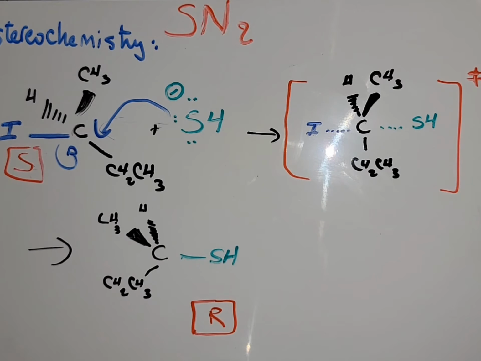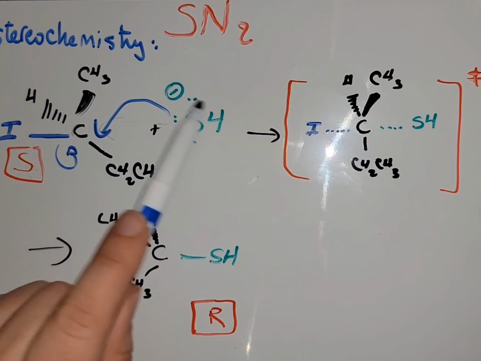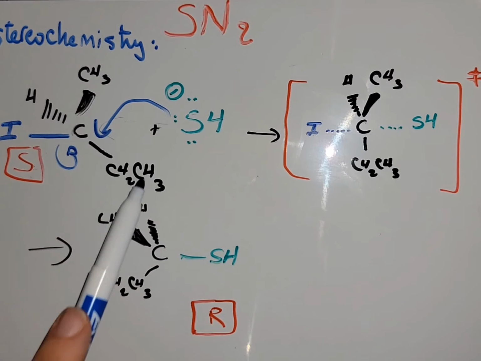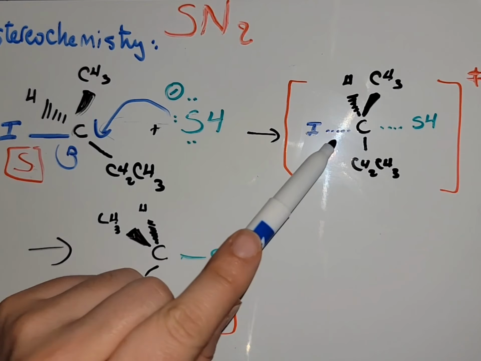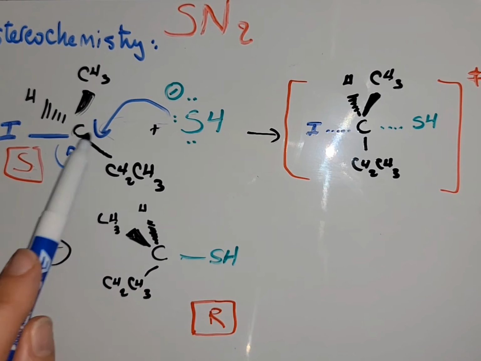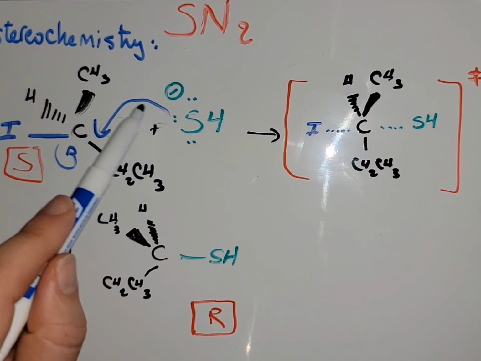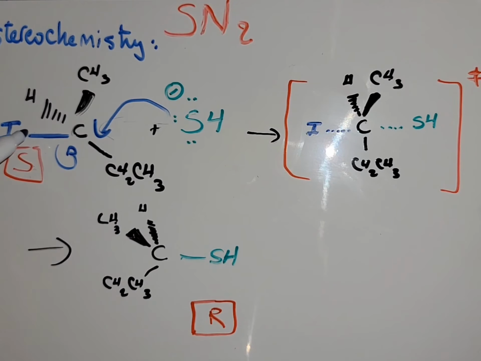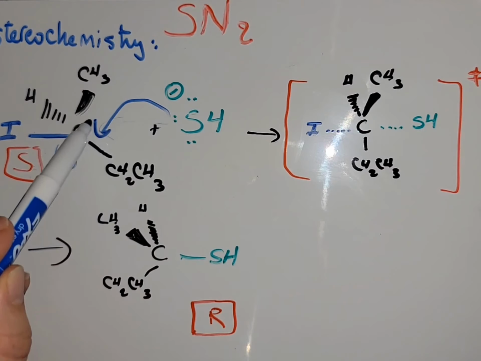So for the stereochemistry, we have the leaving group that leaves. Then at the same time, the nucleophile comes and attacks the carbon. So we have the leaving group from this side. The only way that the SH can attack the carbon is by going to this side. It can't go to this side since it's going to be blocked by the iodine. The only way is attacking it from this side.